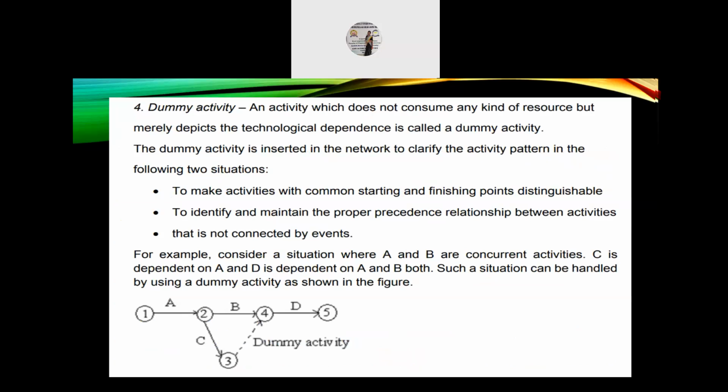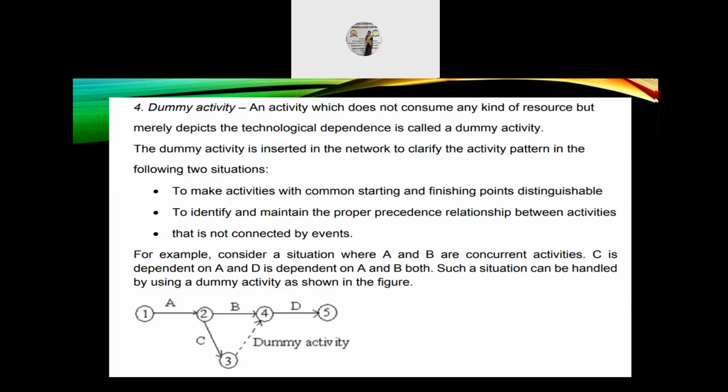Fourth, dummy activity. An activity which does not consume any kind of resource but merely depicts the technological dependence is called a dummy activity. The dummy activity is inserted in the network to clarify the activity pattern in the following two situations: to make activities with common starting and finishing points distinguishable, and to identify and maintain the proper precedence relationship between activities that is not connected by events.